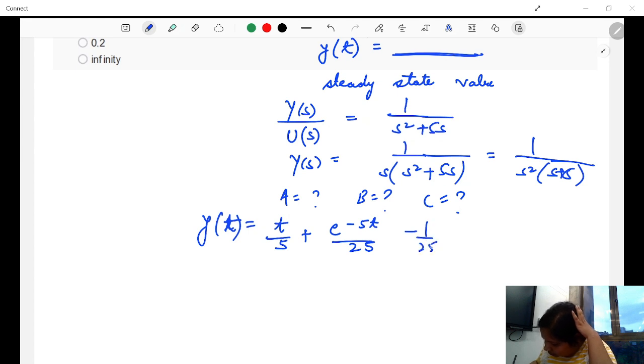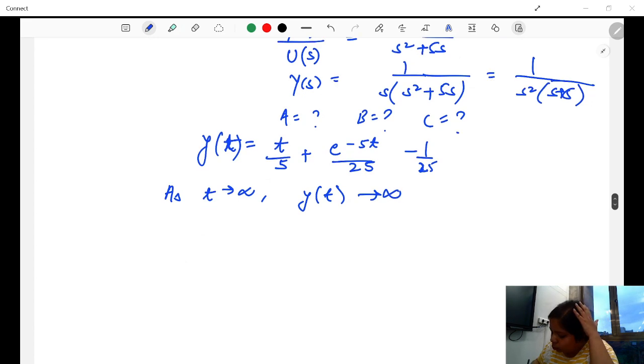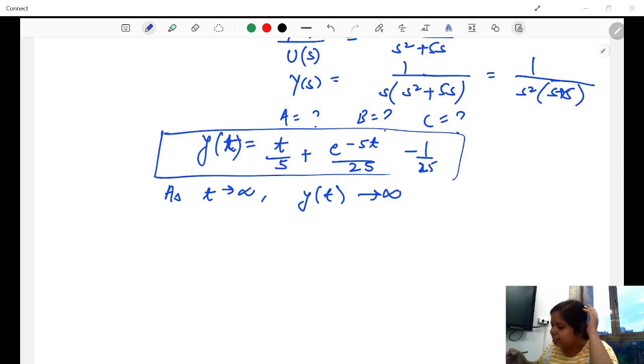so this would be the answer. And as t would tend to infinity, this would also tend to infinity. So if you haven't done using time domain analysis, you can try this. This is again from the Laplace table only. You have to become sure that this is the term that you are getting. So please solve using this method only.